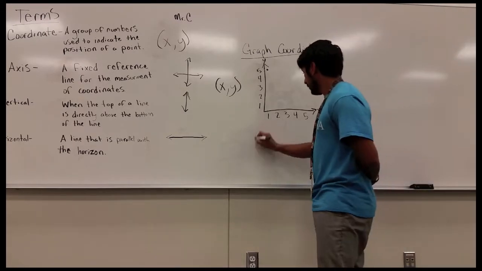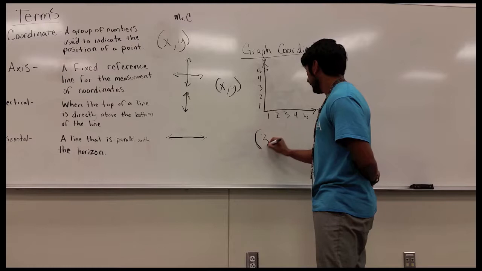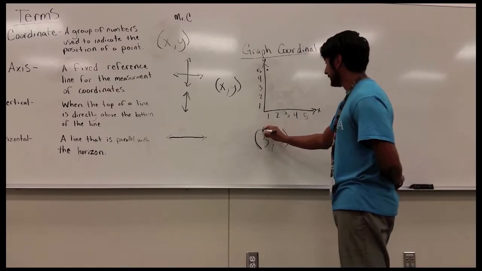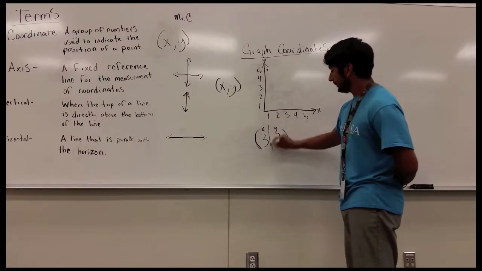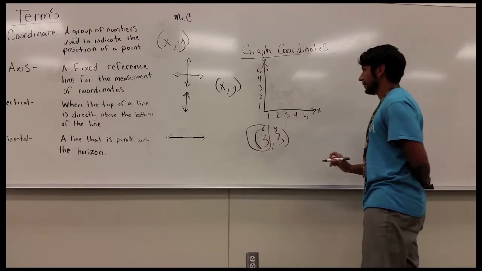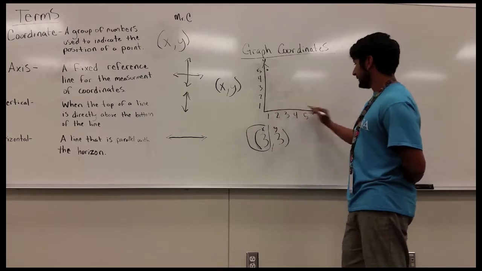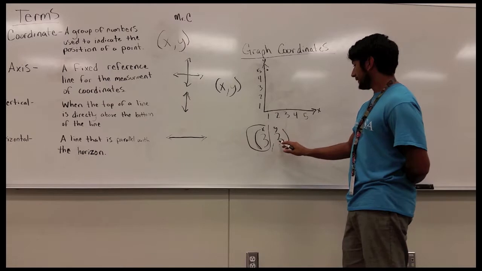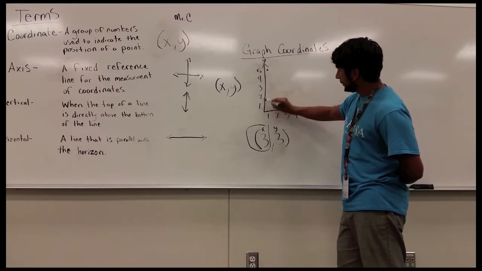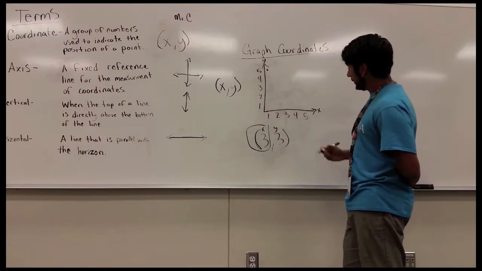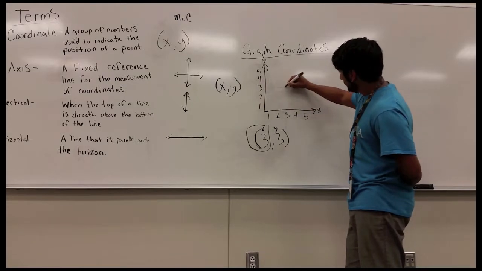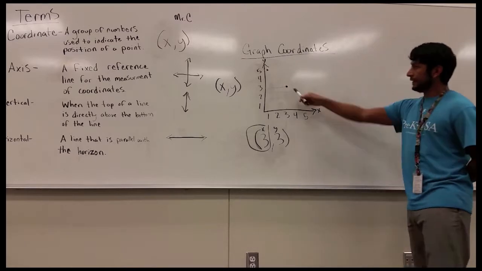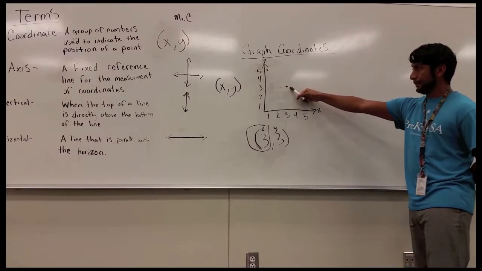Okay. Let's do coordinate 3, 3. Okay, remember x first and then y. We read left to right. X-axis on 3. Okay. And then y-axis 3. 1, 2, 3. And then you're going to put the dot, put the point where the 2 lines would meet. And that's going to be your coordinate 3, 3.